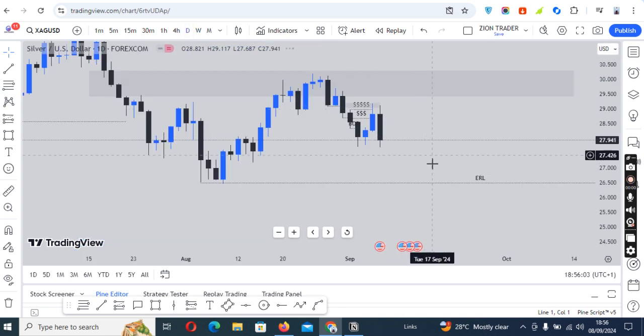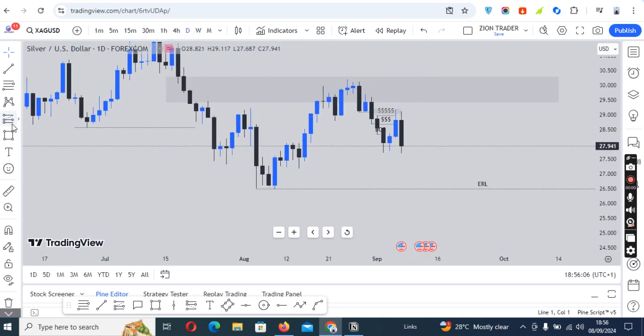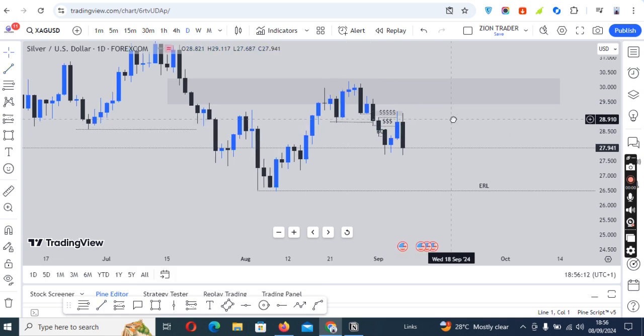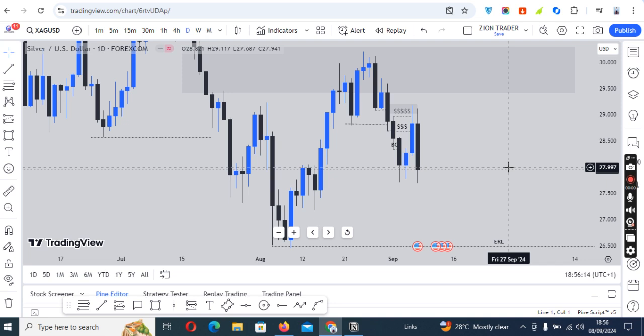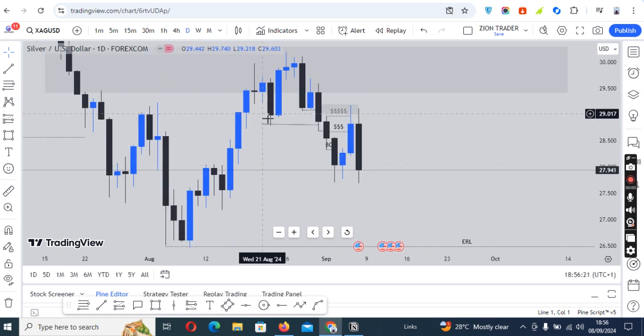So let's come to the daily time frame. We can see a shift of market structure happen on the daily time frame. I didn't even see this, but I used the 4-hour structures to take my trade. This is amazing, right? We have a bearish shift of market structure, and price has traded back into this fair value gap.